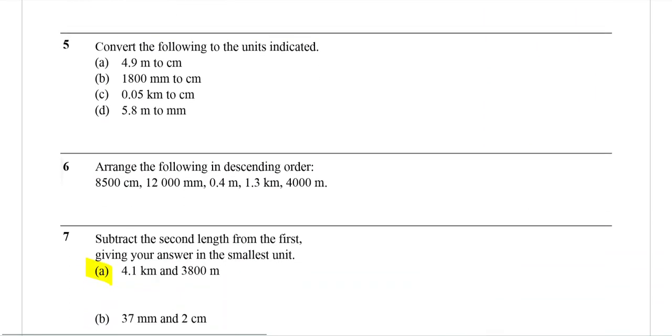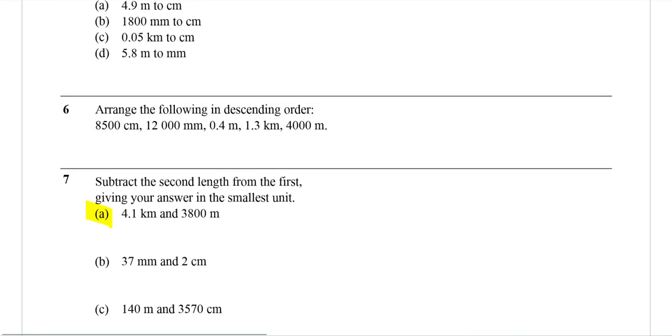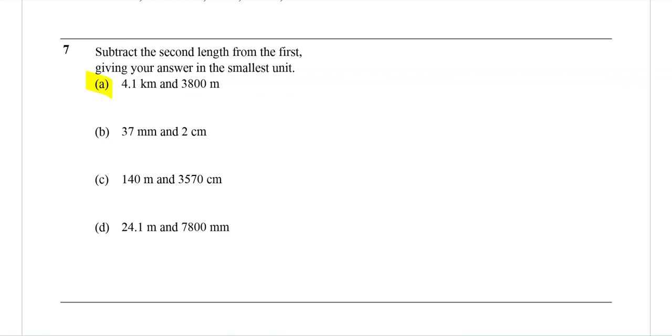So question 5 is doing a similar thing. Question 6, arranging things in descending order. We did ascending in your test from smallest to largest. So descending means from largest to smallest. Question 7, we did some of these in your test as well.